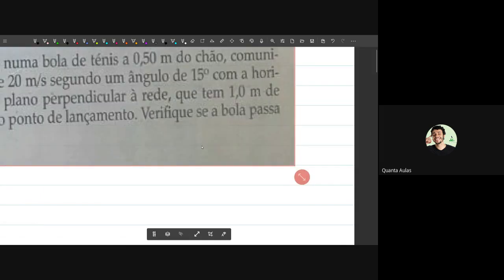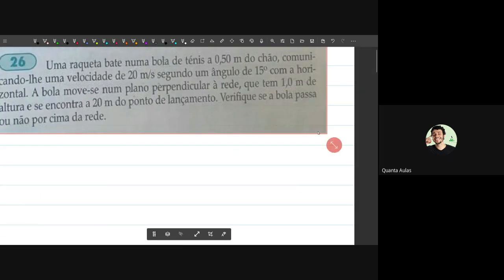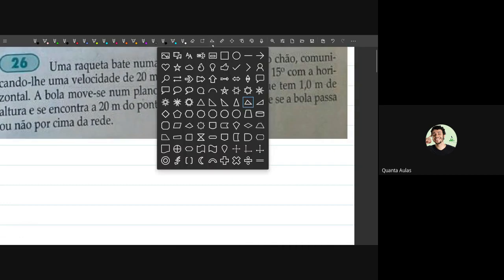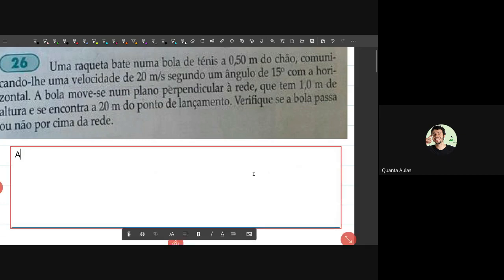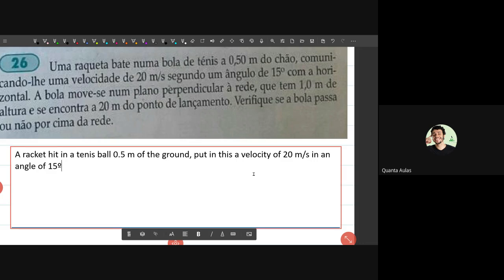Okay, let me see. A racket hits a tennis ball 0.5 meters off the ground, putting on it a velocity of 20 meters per second at an angle of 15 degrees with the horizontal.